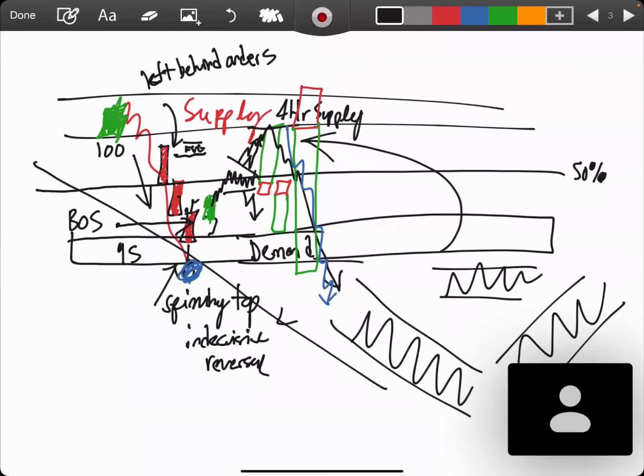That's why it's really significant for us to understand where we are within structure, where the fair value gaps are, so that we can take advantage of the premium area within our models and the discounted areas within our models.